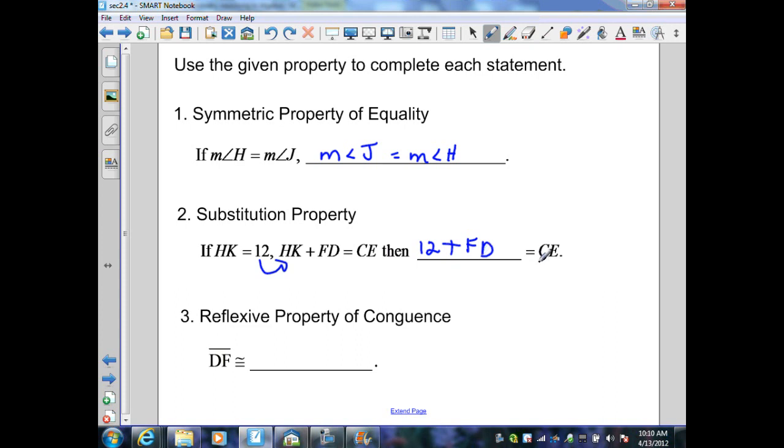equals CE. Number 3, reflexive property of congruence. Segment DF is congruent to segment DF.